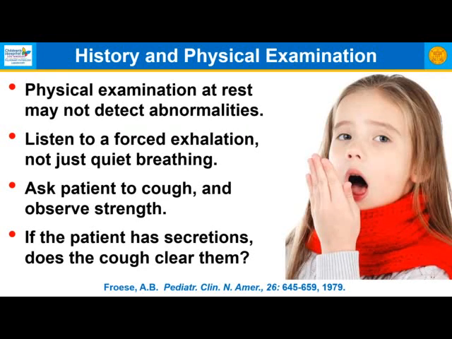Sometimes you're going to get something that's like this. And that's the best they can do. That's clearly an inadequate cough in a patient that may benefit from some sort of a cough assist device or other techniques or technology. If the patient has secretions, does the cough clear them?